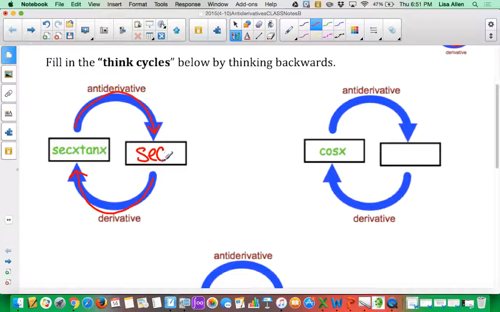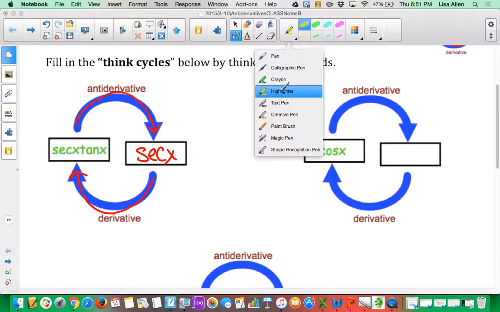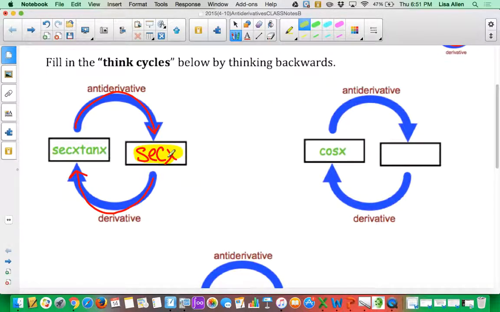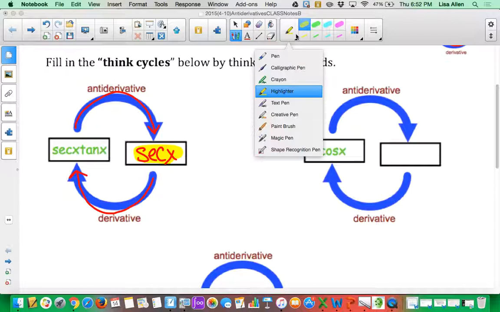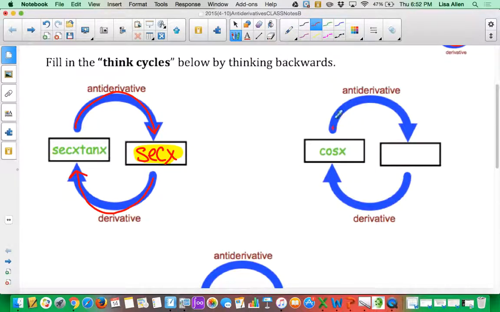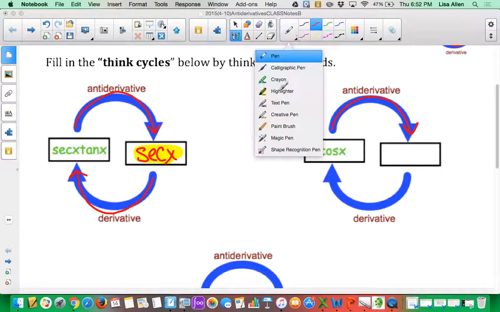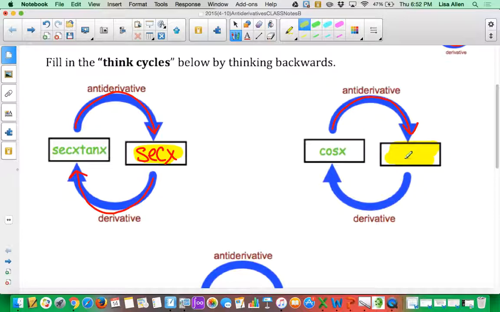So if you look at this, the derivative of secant x is secant tan x. So that means that the antiderivative of secant tan x is secant x. Doing the same thing, if I'm looking for the antiderivative of cosine x, whatever goes in the rectangle here, if I took the derivative of that, I would get cosine. And obviously, you know that that's going to be sine x. Okay, so just thinking backwards. So I know an antiderivative of cosine is sine.